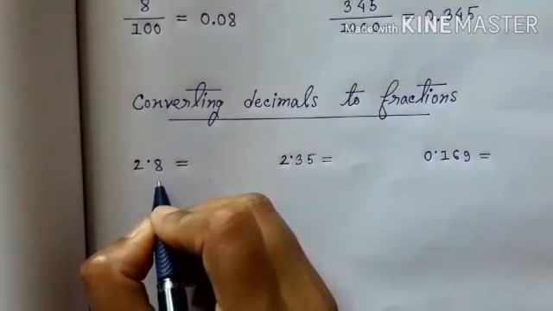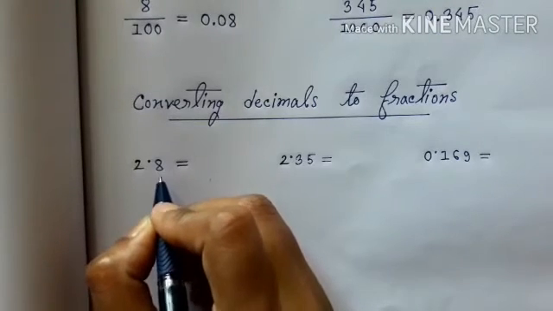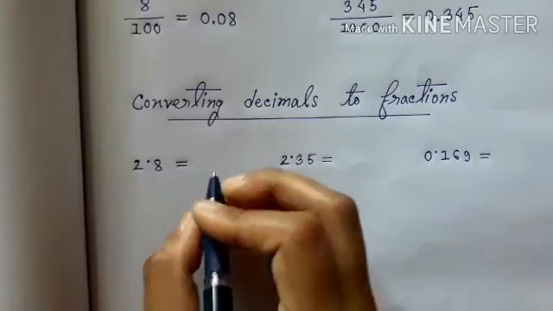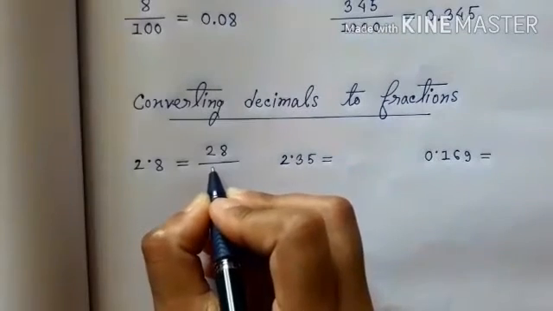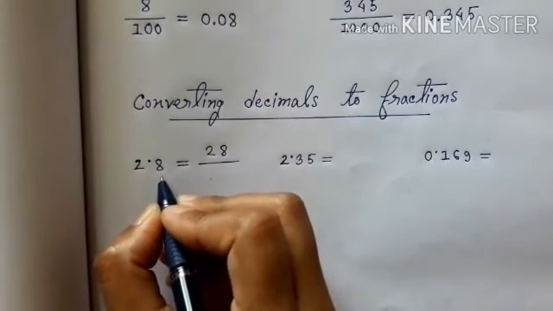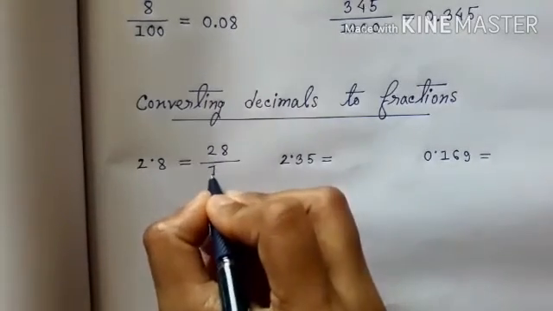Okay. Here first of all we have to rewrite the number without the decimal point. Okay. So without the decimal point it will be 28, right? So write here 28. Then we have to count the number of decimal places. There is only one decimal place, tenth, right? So in the denominator there will be 10.